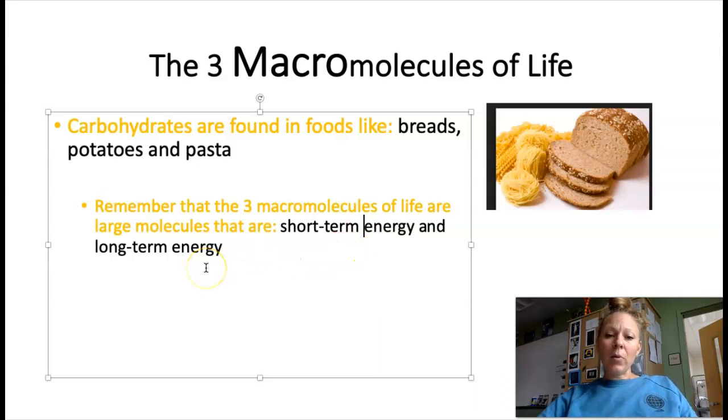If you eat a candy bar, it's made of lots of sugar, and sugar is a carbohydrate. And so if you eat a candy bar, that's short-term energy. You go up, up, up, your energy goes up, up, up, and then it crashes really quick because that's short-term energy. But if you eat pastas or breads, then you're going to have more longer-term energy.